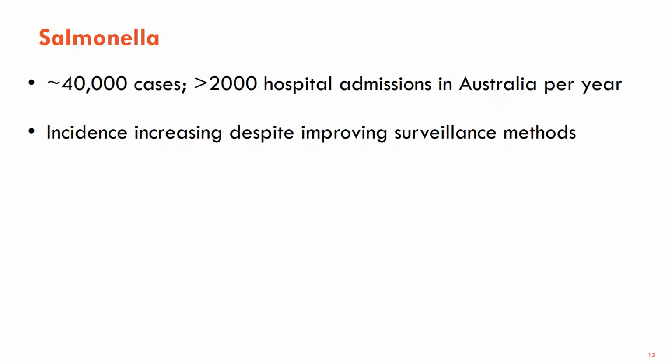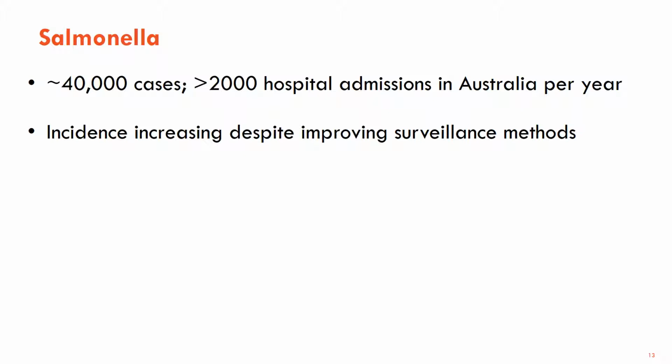Another important application of whole genome sequencing is in salmonella surveillance and outbreak detection and investigation. Salmonella is the commonest notified cause of foodborne illness in Australia, with an estimated 40,000 cases and 2,000 hospital admissions each year, and a not insignificant number of deaths from infection, particularly in very young infants and the elderly.